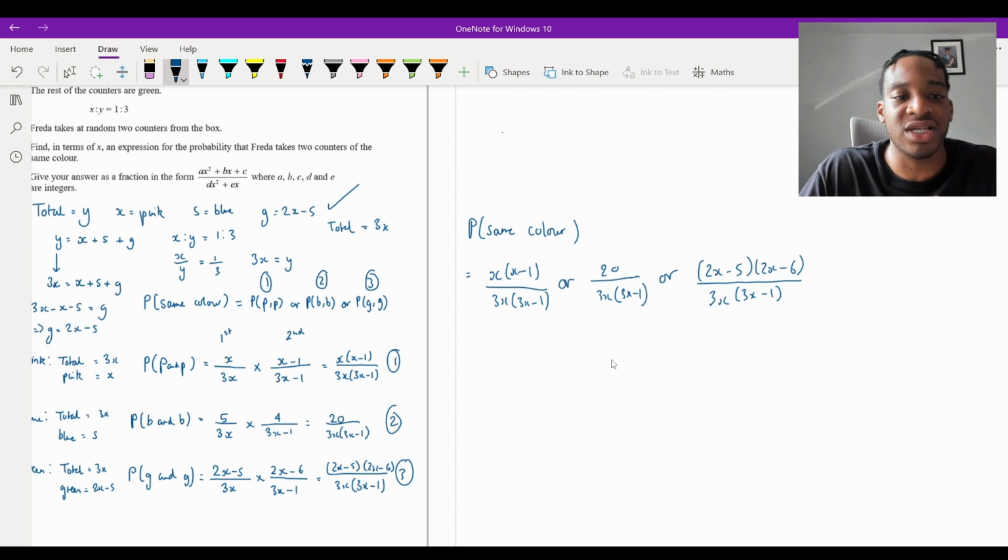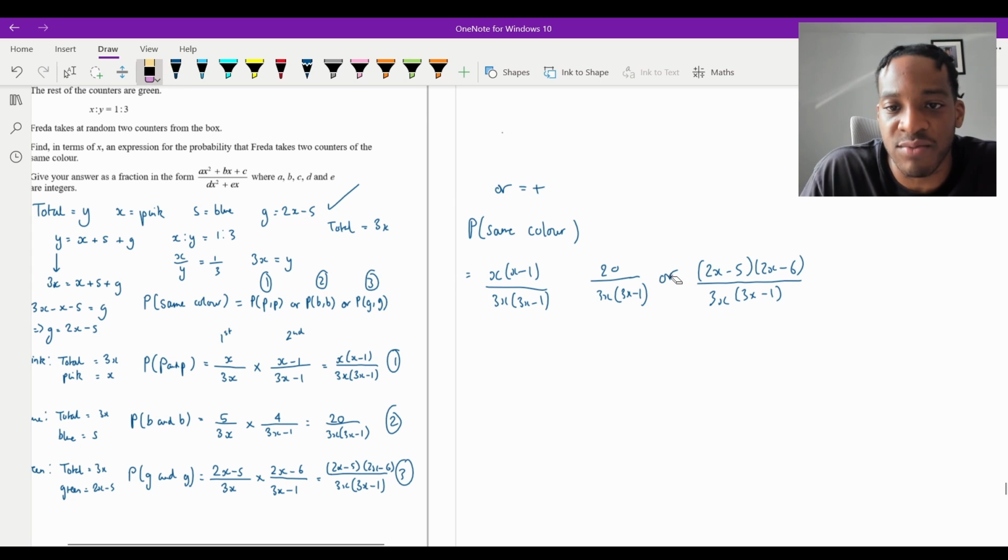Because it's the probability of getting the same color. It can either happen this way, option 1, or that way, option 2, or the other way, option 3. And you add these together. So just bear in mind, or just means that we add these together. So all we're going to do is put a plus symbol here, plus here, and a plus here.